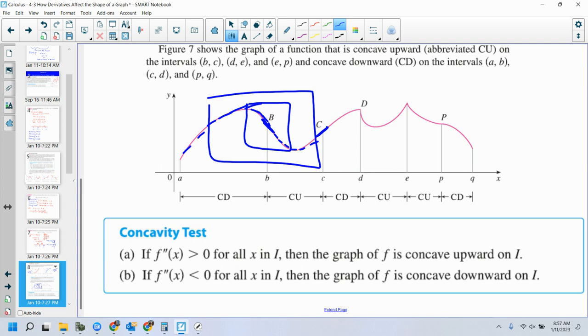Just like the first derivative, I could find where the derivatives are going to equal zero, but that doesn't necessarily tell me that it's going to be a local maximum or minimum at those values. I can also find where the second derivative is equal to zero, but that doesn't necessarily tell me that there is an inflection point there. It just tells me that there could be an inflection there. So what do we have to do? We have to run this thing called the concavity test. If f double prime turns out positive, it's concave upward. If f double prime turns out negative, then it's concave downward.